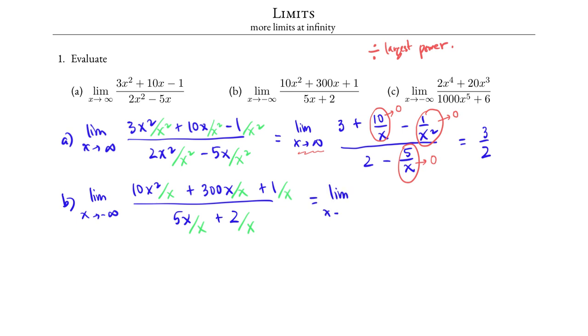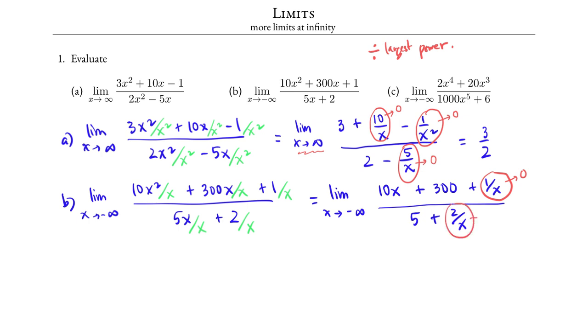Keep in mind that again, we will need to keep rewriting the limit notation here. 10x squared over x is 10x. 300x over x is 300. 1 over x is still 1 over x. Over 5x over x is 5, plus 2 over x. As x goes to negative infinity, 1 over a very large negative number is 0. 2 over a very large negative number is almost 0.